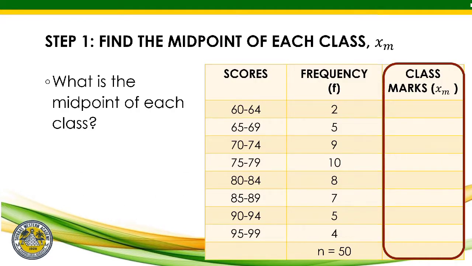Let's move on to this given example. Let's find the midpoint of each class. That is step 1. As you would notice in this given example, what is the midpoint of each class? It becomes 62 because you add 60 plus 64 and then divide this by 2. Then 65 plus 69 divided by 2, so we have 67. Then 72, 77, 82, 87, 92, and 97 as the class marks.